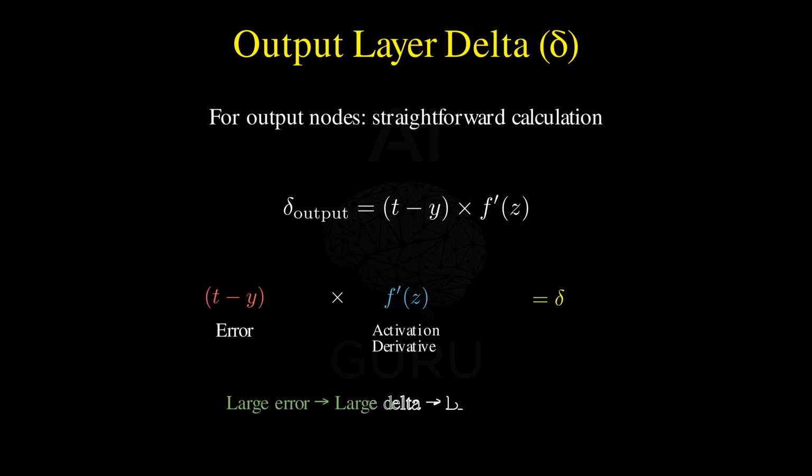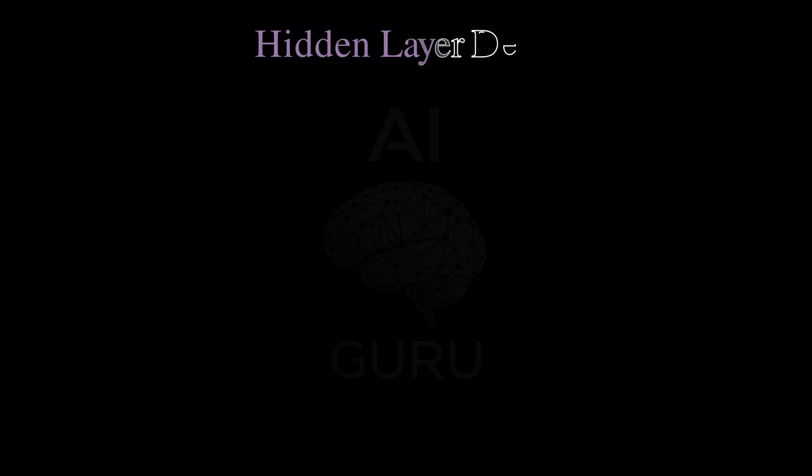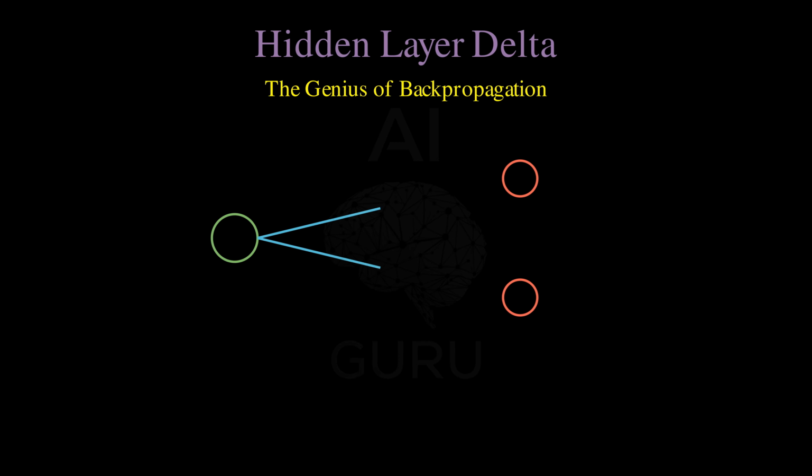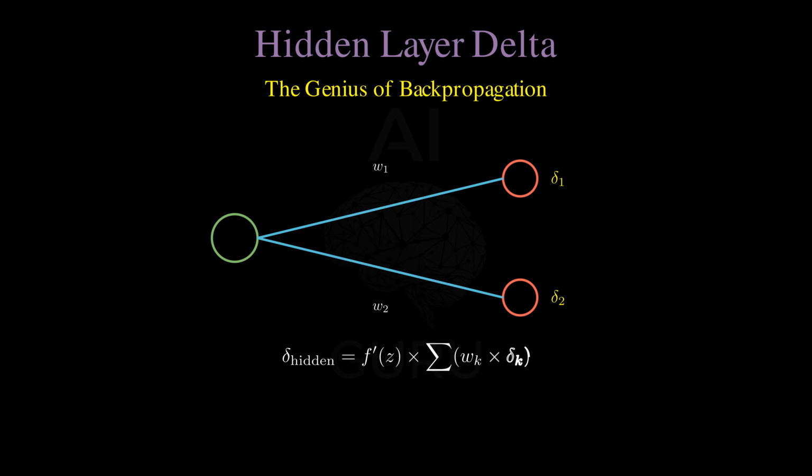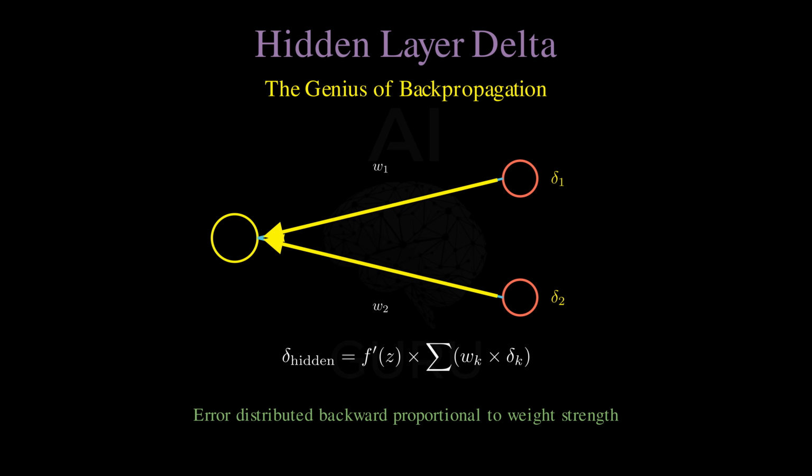If the network was wildly wrong, the delta is large. Simple as that. But the hidden layer nodes, the ones in the middle, don't have a specific target output to compare against. They just contribute to that final error. So how does that work? That's the conceptual genius of backpropagation. For hidden nodes, the delta, let's call it delta J, is calculated indirectly. It's derived from the downstream error. From the errors further down the line.